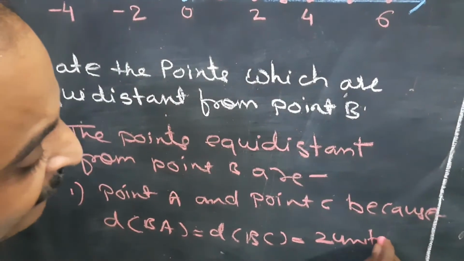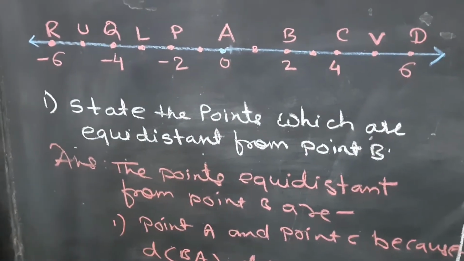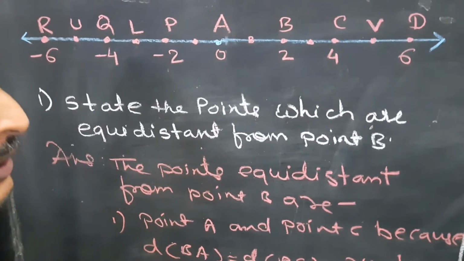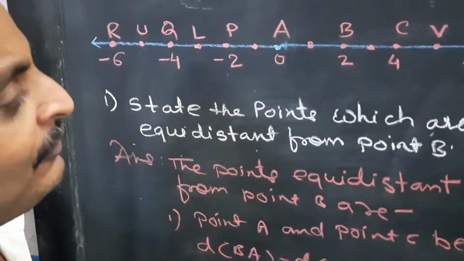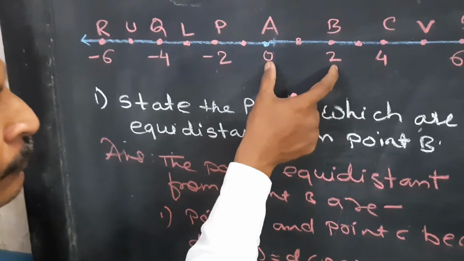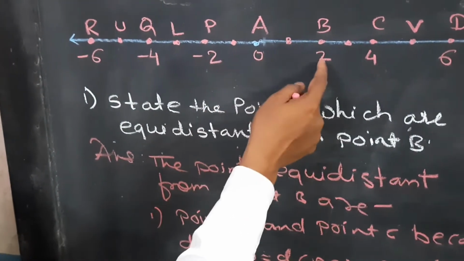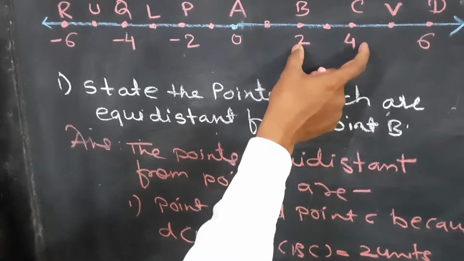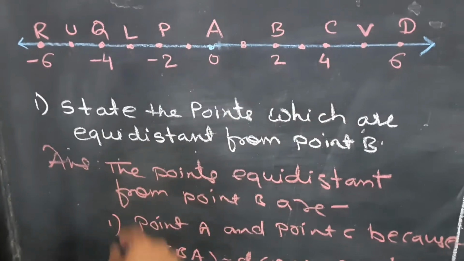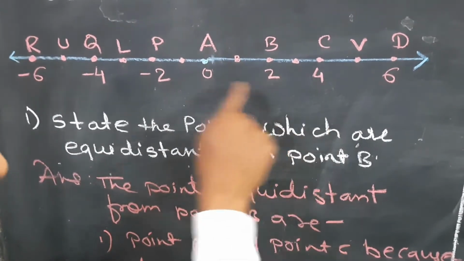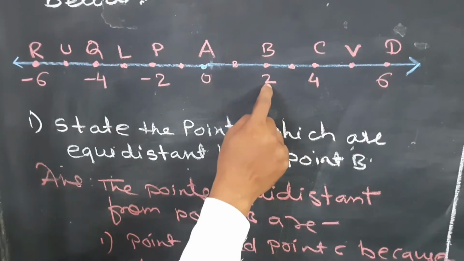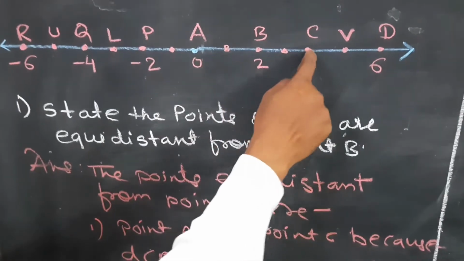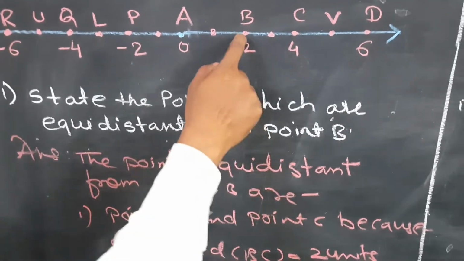As we already know from our previous part, if we want to know the distance between 2 points, then we have to subtract the smaller coordinate from the larger coordinate. Out of these 2 points, which one is smaller? 0. And which one is larger? 2. 2 minus 0 becomes 2. Similarly, for points B and C, the larger coordinate is 4 and the smaller is 2. 4 minus 2 becomes 2. Therefore, point A and point C are equidistant from point B.